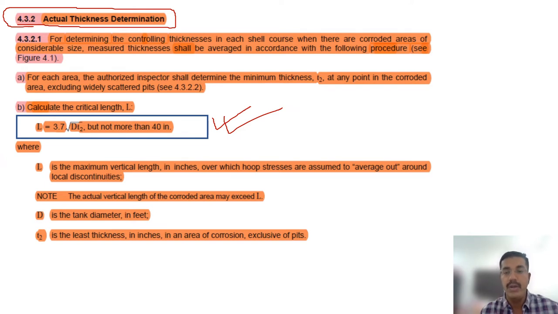Here also, for the shell plate, we are doing the evaluation. At that time, the shell plate minimum is 5 mm. But here the minimum is 2.5 mm. There is a difference. So, how will we do the actual shell plate thickness determination during API 653?